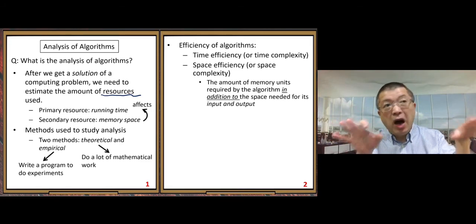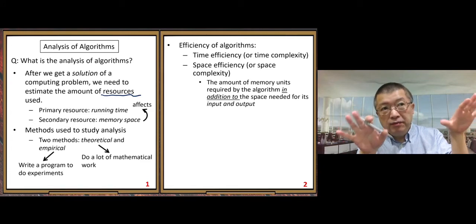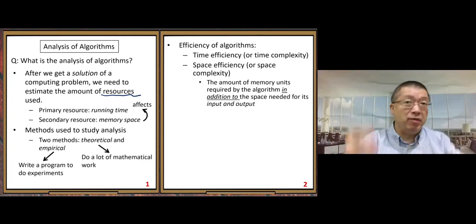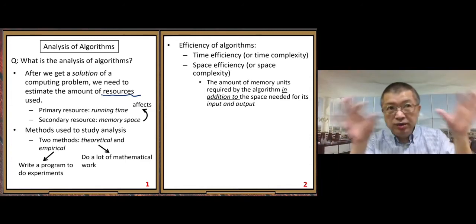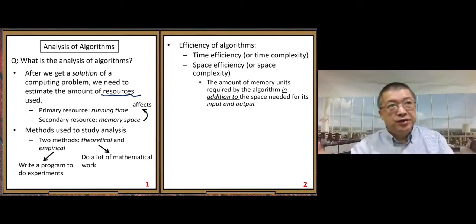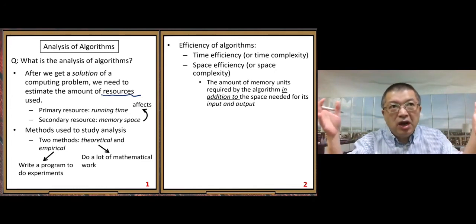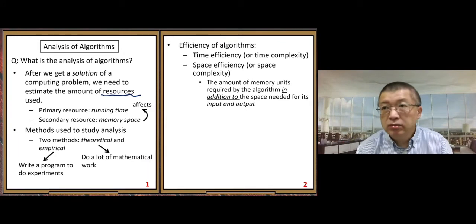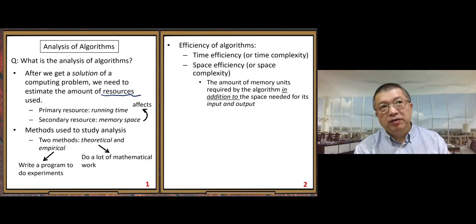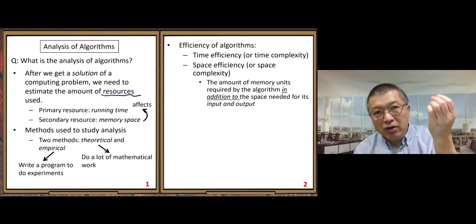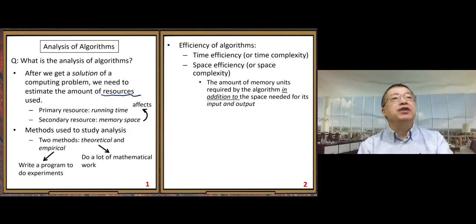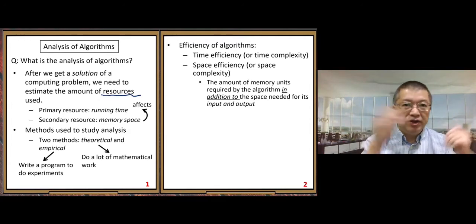Because other than memory space for input and output, you need more memory space, right? Because you need to manipulate your data items, copy here, there. So sometimes you may need a lot of extra memory space. That's why that part is the main consideration when we look at space efficiency. So that's the first point.